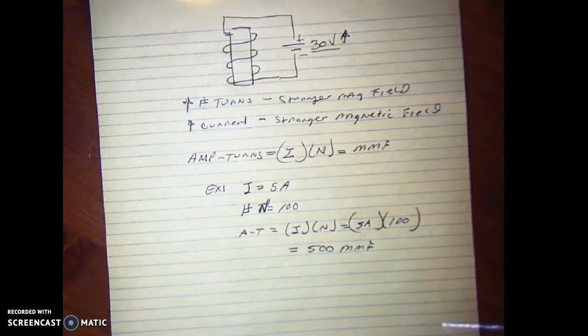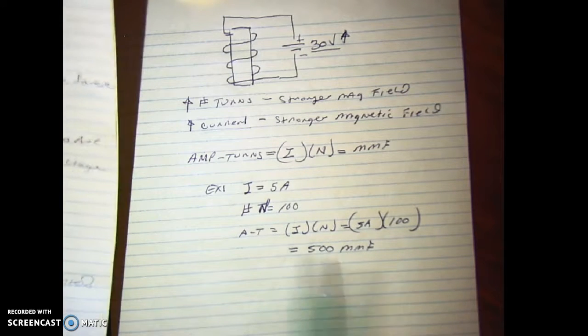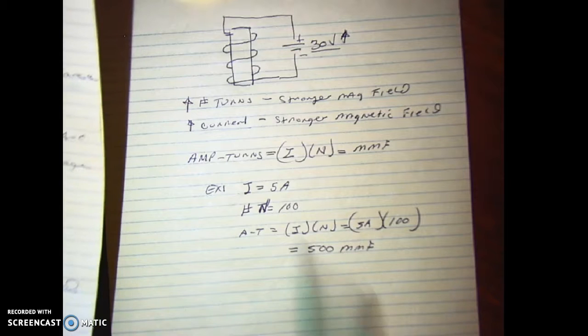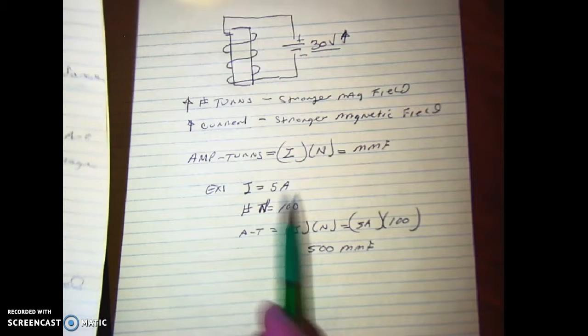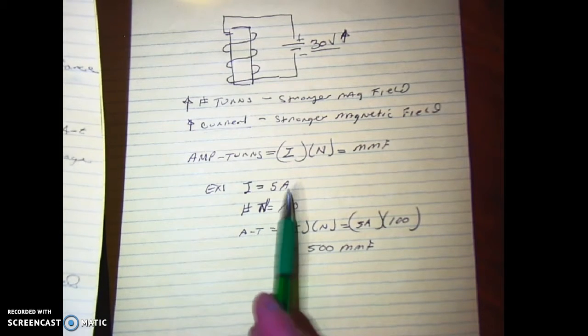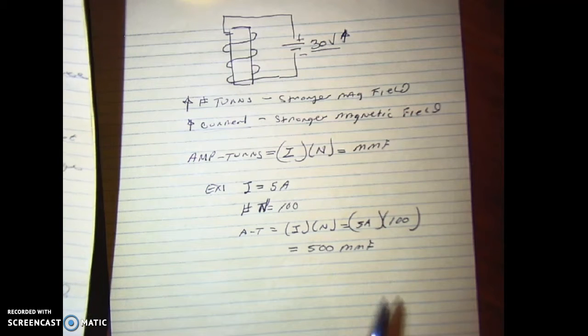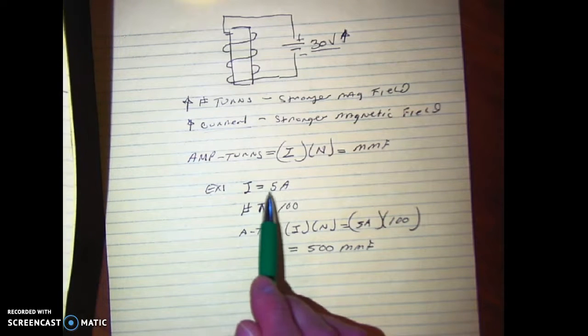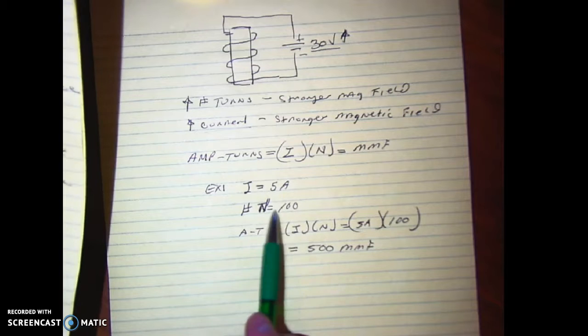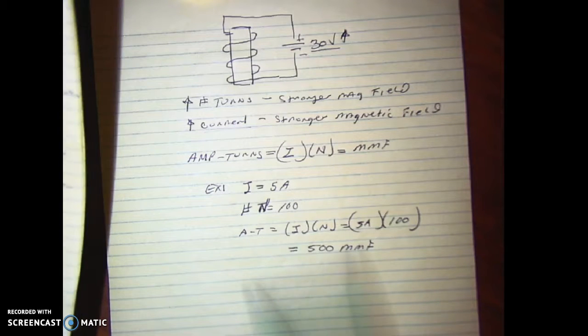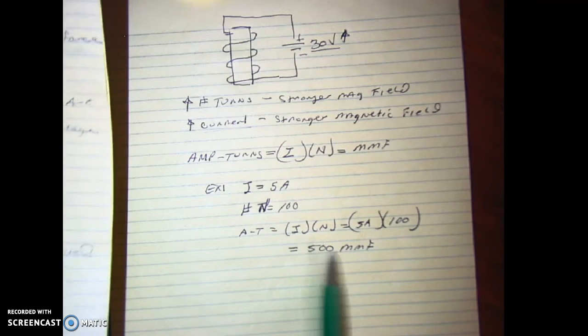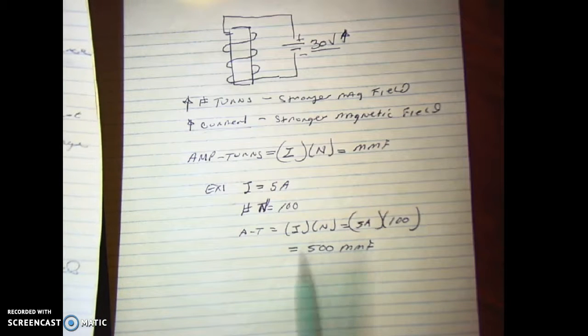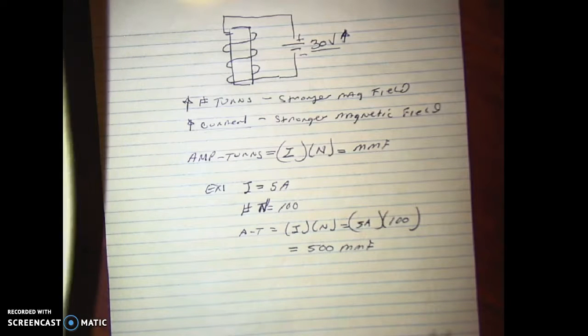So basically, with this current of 5 amps and 100 turns, it could be a strong magnetic field, or it can be a mild magnetic field, depending. We can actually test this. We can set up a voltmeter and power supply, increase the voltage till we get 5 amps, and then have the number of turns as 100. And we should be able to measure the strength of the magnetic field.